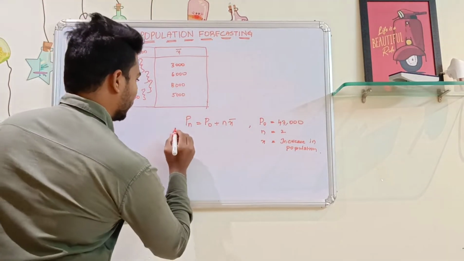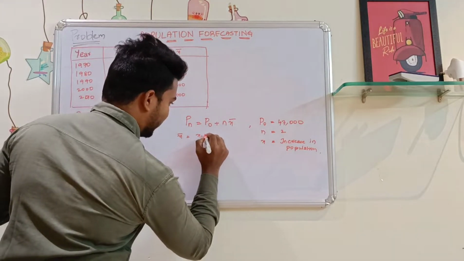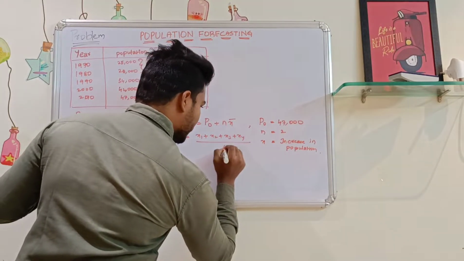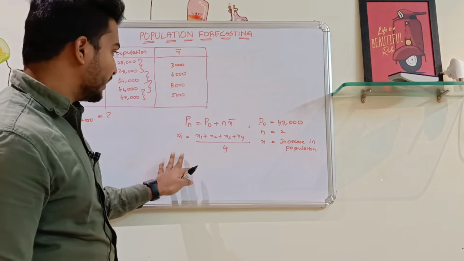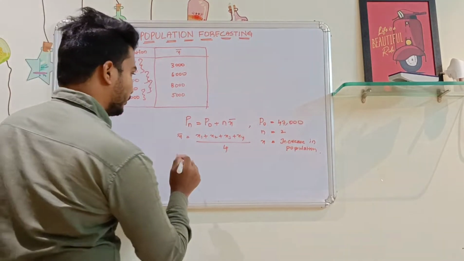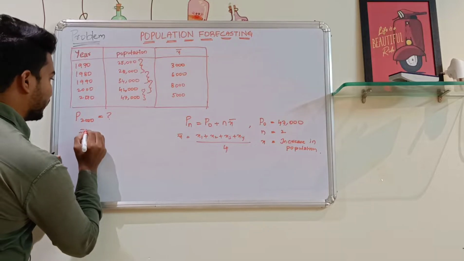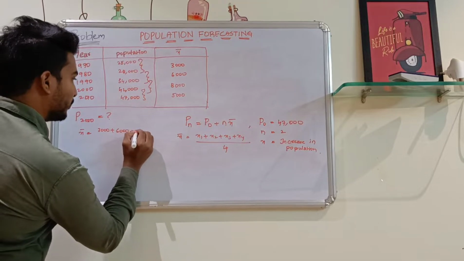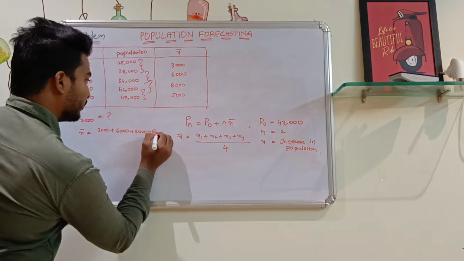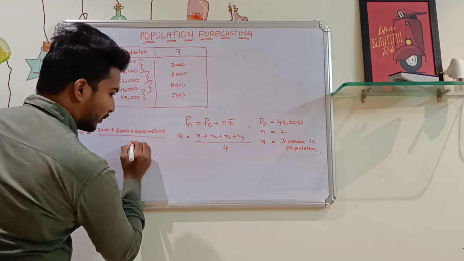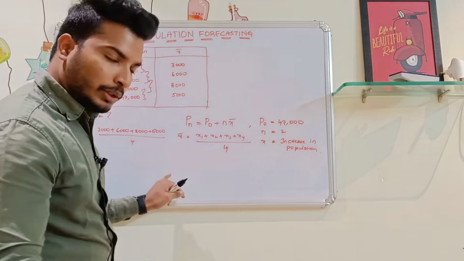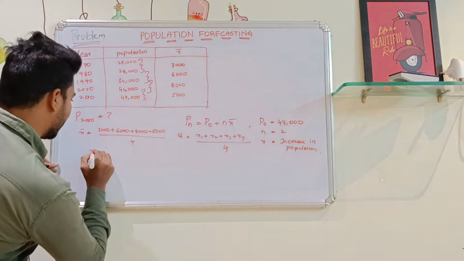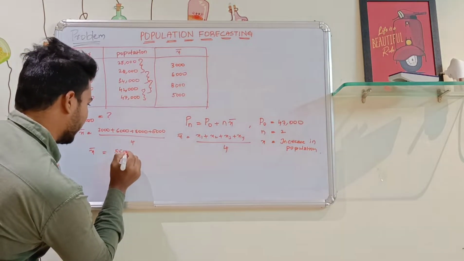So X bar is equal to the average of the increase in the population. We can calculate X bar is equal to 3,000 plus 6,000 plus 8,000 plus 5,000, divided by 4. I'm directly writing the value, you can calculate and solve the problem. Here we get X bar is equal to 5,500.